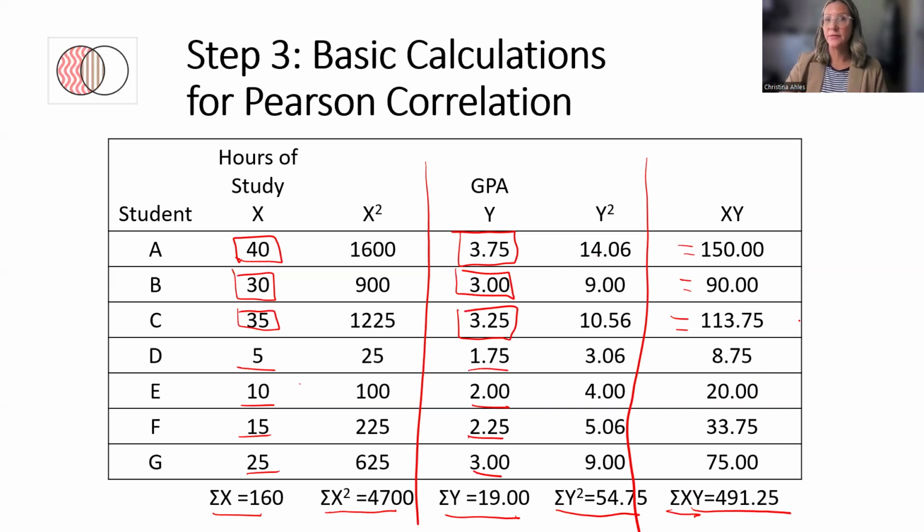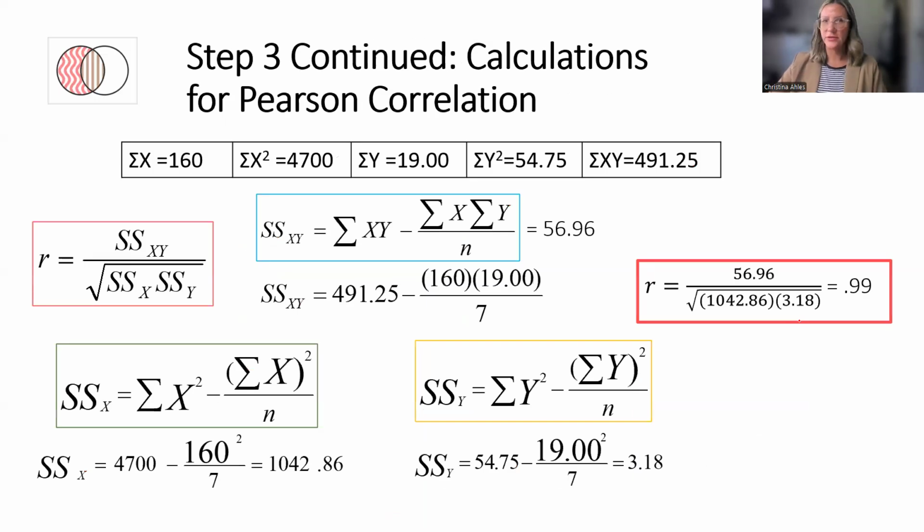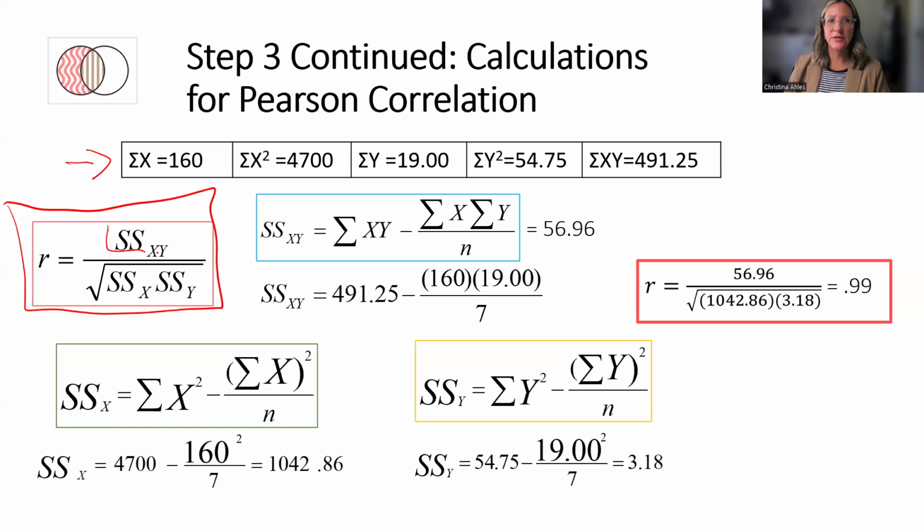It's as simple as that. So here's kind of what that looks like. Here's that bottom row that we just had. I have all of those basic calculations for you. So here is our R obtained overall equation. So let's work on that sums of squares for the product of x and y.